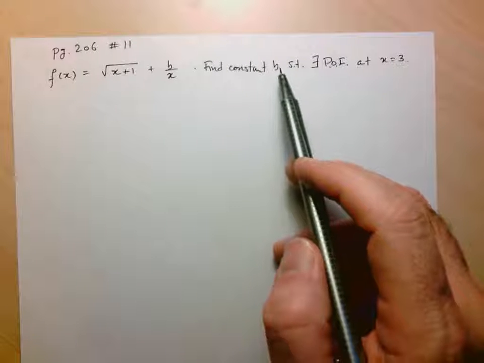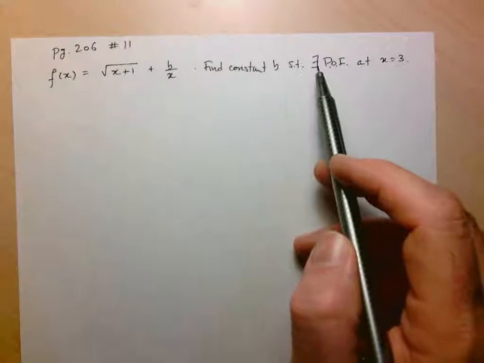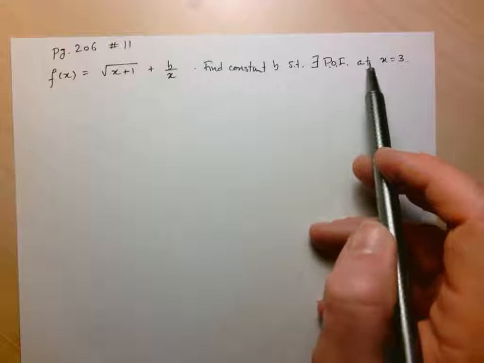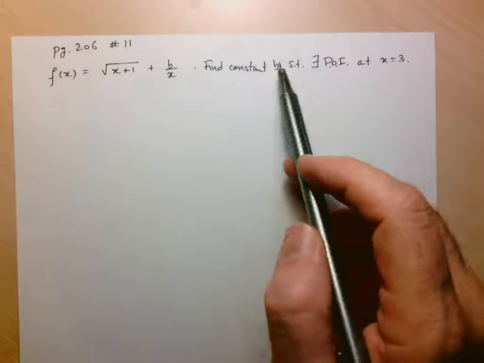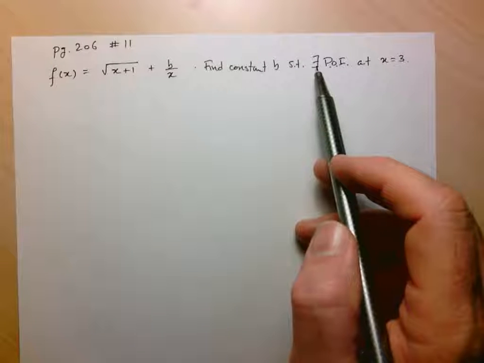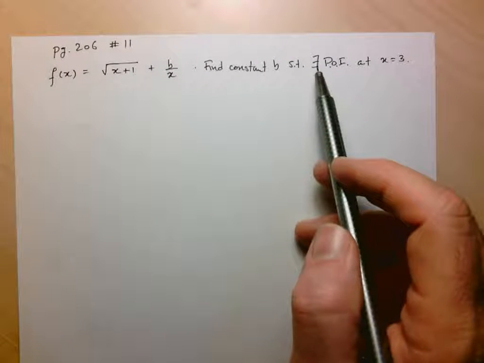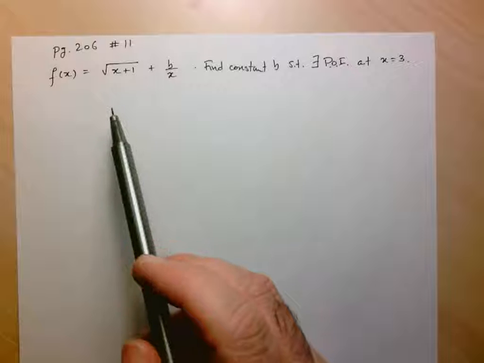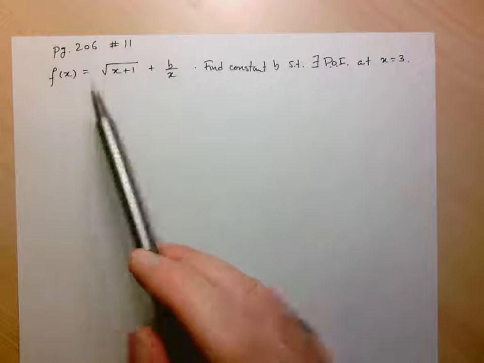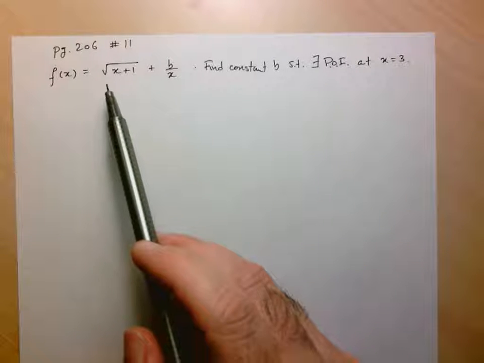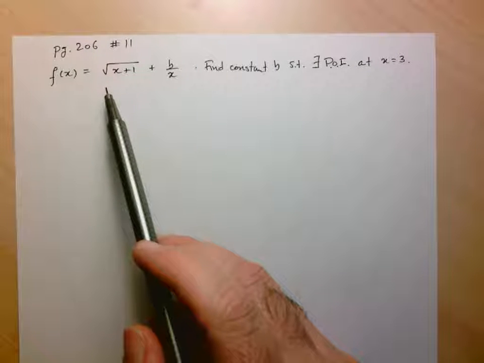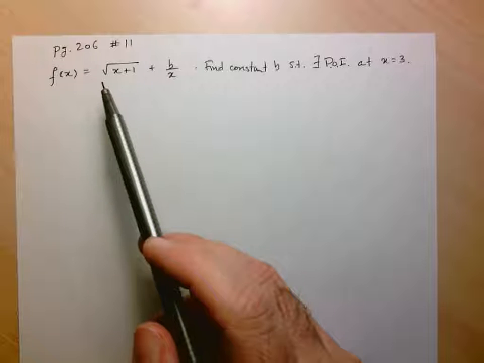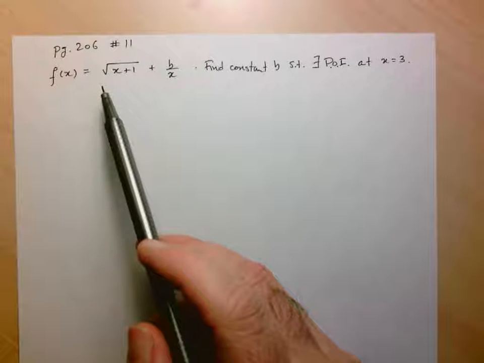So it says find the constant b such that there exists a point of inflection at the x value 3. Such that, and this just represents there exists. So what we know here is that this function is going to have a point of inflection at x equals 3. So we know we're going to have to work with the second derivative, and that means that at x equals 3, the second derivative is going to either be equal to 0 or perhaps might not exist.